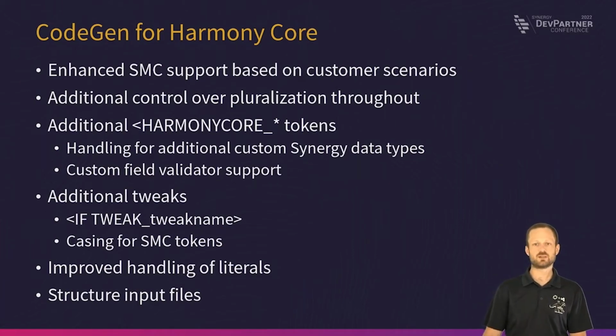There's also now significantly more control over the pluralization step that happens when naming controllers and structures. This was done in response to some customer requirements and some difficult-to-solve use cases with the naming of things, so it's seen some pretty significant use at this point. There is also a whole load of new Harmony Core specific tokens that have been added in CodeGen, and most of them are around data type handling or custom field validation.